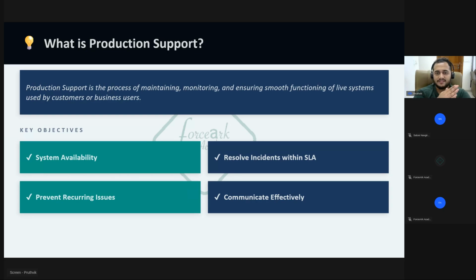The second thing is you have to resolve incidents within SLA. What do we mean by SLA? SLA is a service level agreement. This is an agreement which the stakeholders have decided for you, that if an incident of a certain criticality comes in, you have to try to get it resolved within a certain time. That is very important.